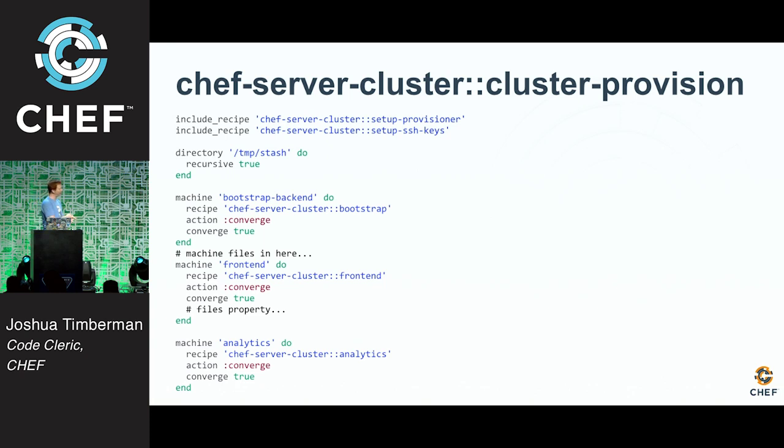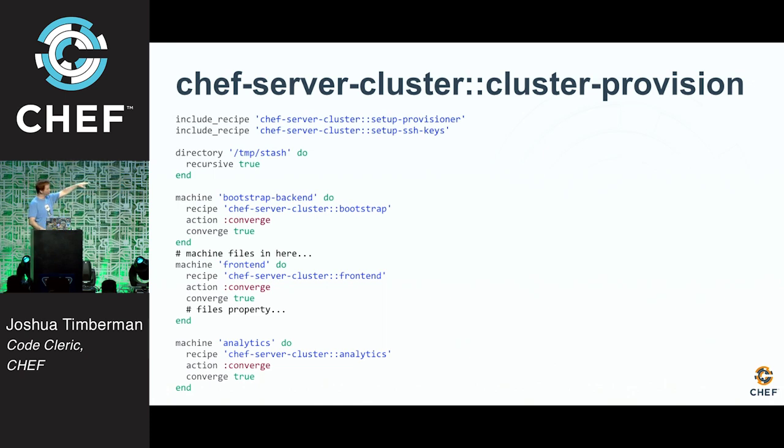I've got a Bootstrap backend that's going to use the Bootstrap recipe. It's going to take the converge action, so that means that every single time Chef Client runs on my provisioning node, on that machine it's going to converge it. It's going to run Chef Client. Now, Chef provisioning won't run Chef Client unless it's told to, because it's idempotent and convergent and knows whether or not it needs to run Chef Client on that node. Then after the Bootstrap backend is done, then we provision the front end, and then after the front end is done, we provision the analytics node.